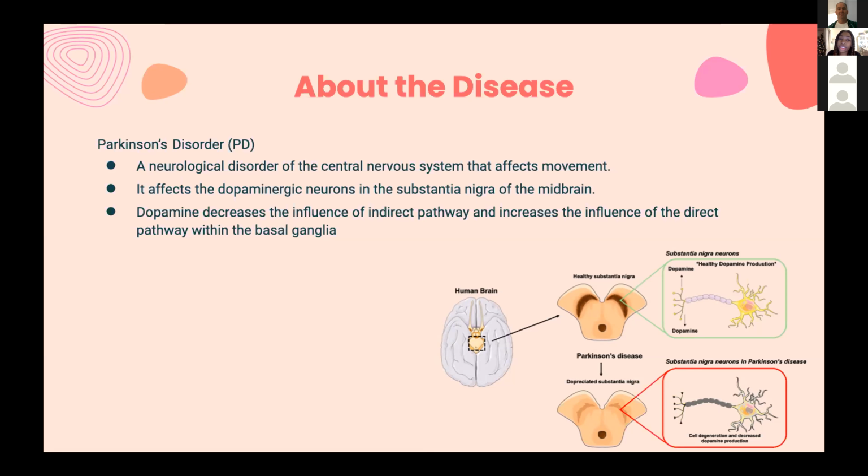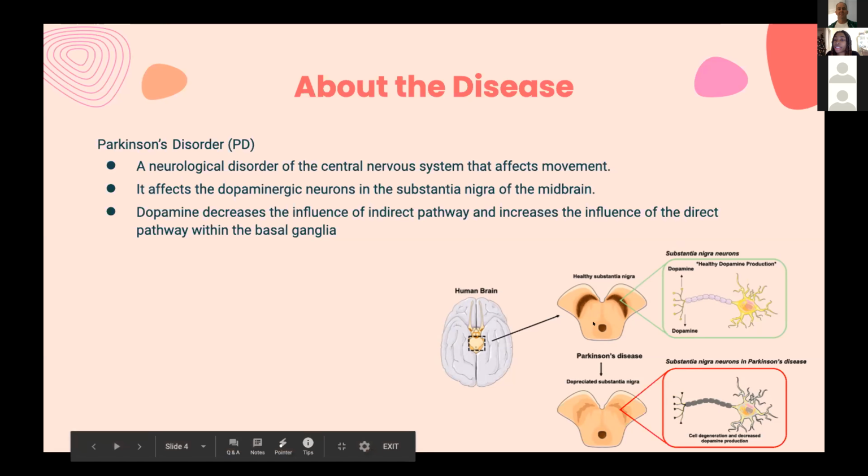Dopamine decreases the influence of indirect pathways and increases the influence of direct pathways within the basal ganglia. Direct pathways produce the desired movement and indirect does the opposite. And if there is a lack of dopamine, there will be a lack of movement, or the movement will be lagging or uncoordinated.